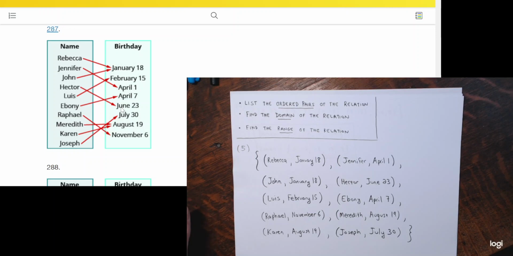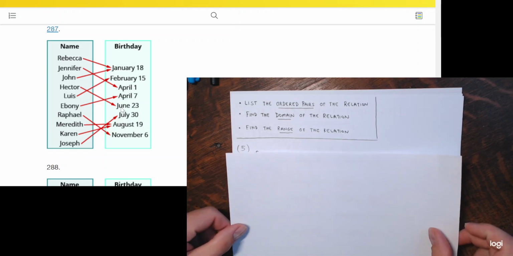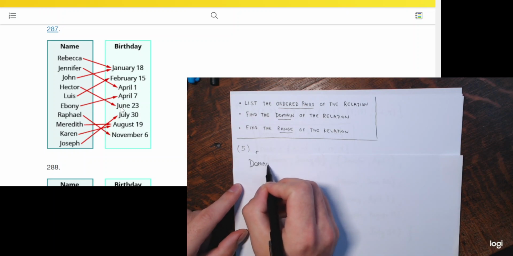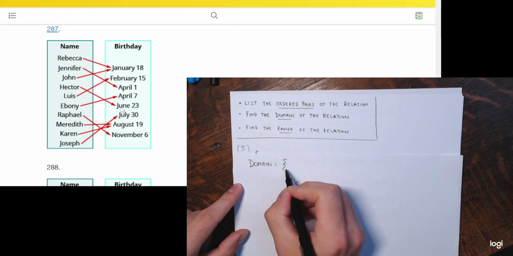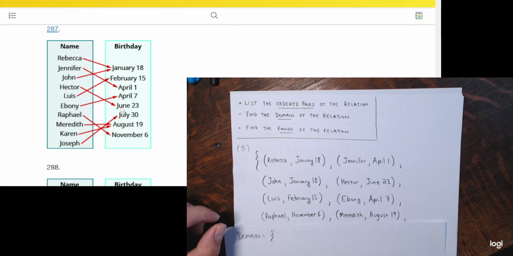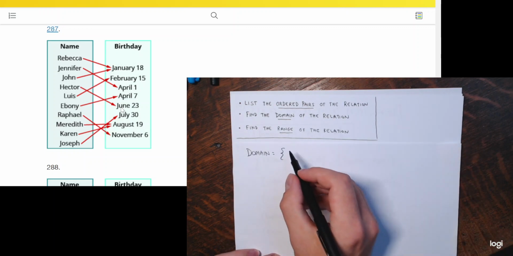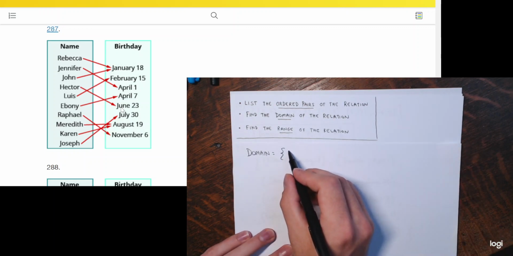The domain then, right, then we're asked to state the domain. Again, the domain is another set, and it's a set of all the first coordinates. So basically everybody's name, right? All the names make up the domain. So the domain has Rebecca in it.